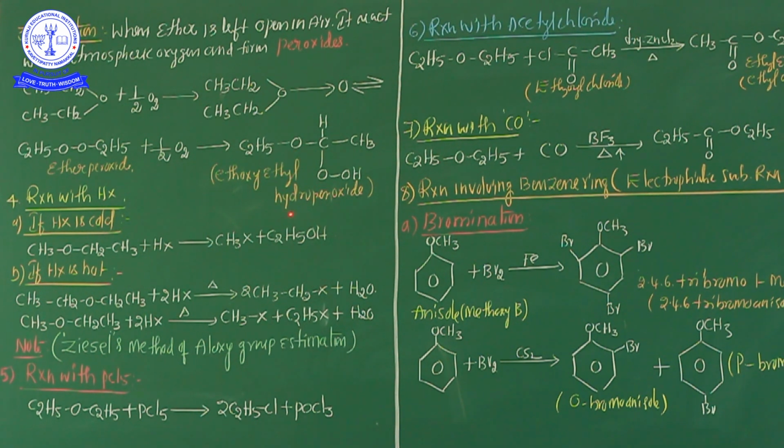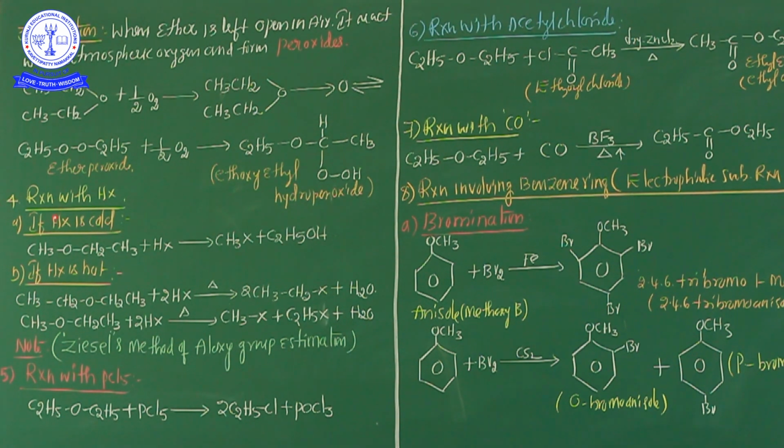Ethoxyethyl hydroperoxide is formed. So this is the important chemical property of ether in the oxidation process. Again, when ether is left open in air, it reacts with atmospheric oxygen and forms peroxide. Peroxy linkages are formed, so initially it is a peroxide. This peroxide again reacts with atmospheric oxygen to form ethoxyethyl hydroperoxide. These are the oxidation processes.